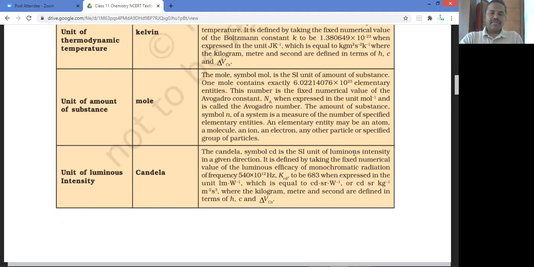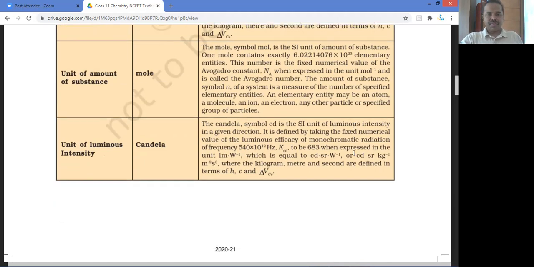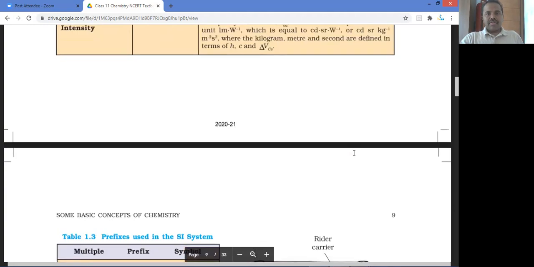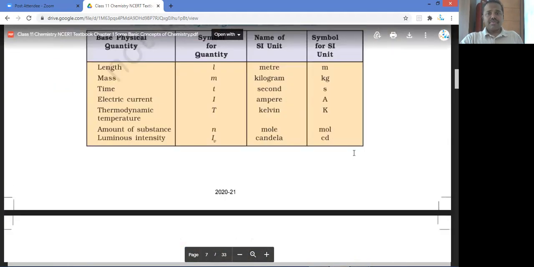Luminous intensity in a given direction is defined by taking the fixed numerical value of luminous efficacy of monochromatic radiation of frequency. The kilogram, meter and second are defined in terms of these. All right, I think so far we saw about the units.